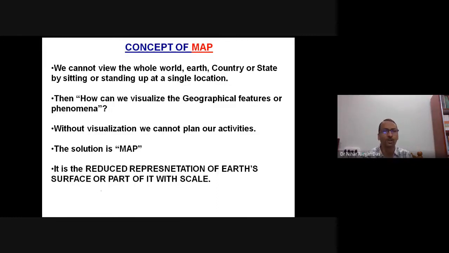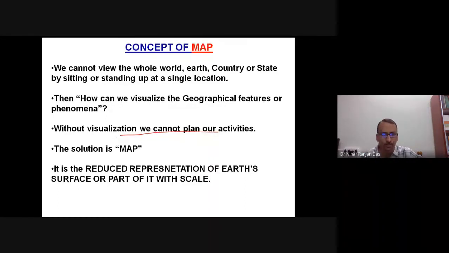No. But now the question arises: how can we visualize geographical features or phenomena? I want to visualize the whole state, my whole city, or my whole country. Now you may ask why this is required. Why do I want to see the whole state or whole city or whole country? Yes, we require this, because without visualization, we cannot plan our activities. What kind of activities do we need to plan?